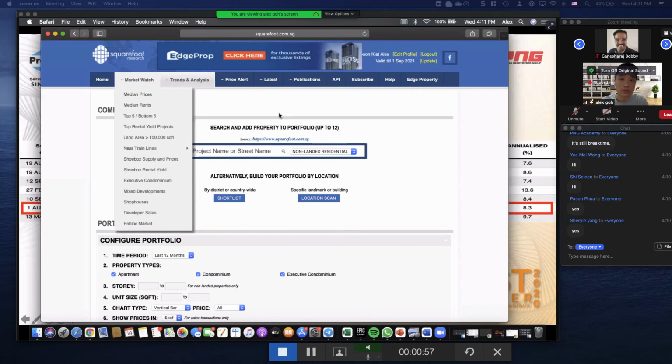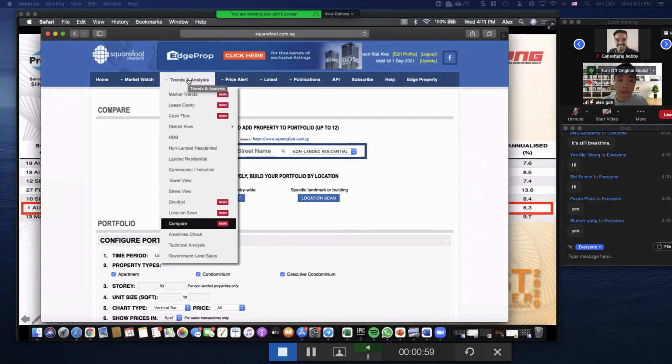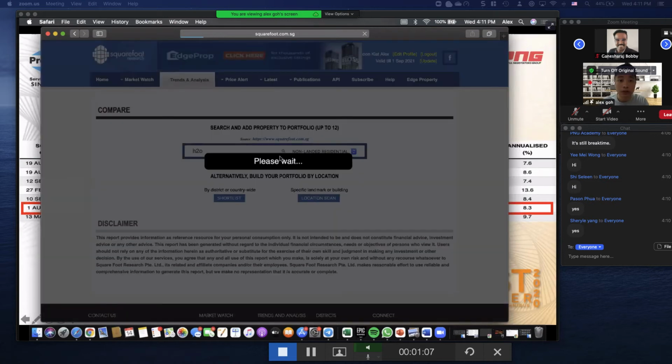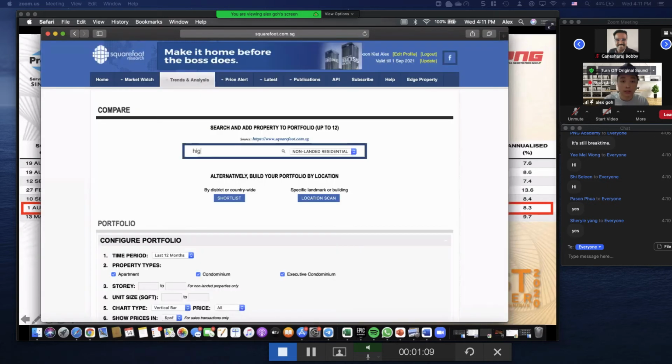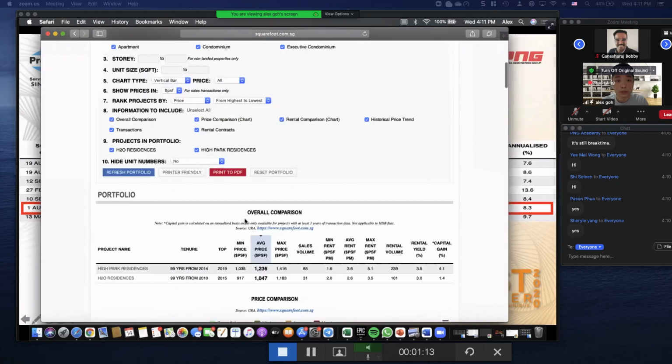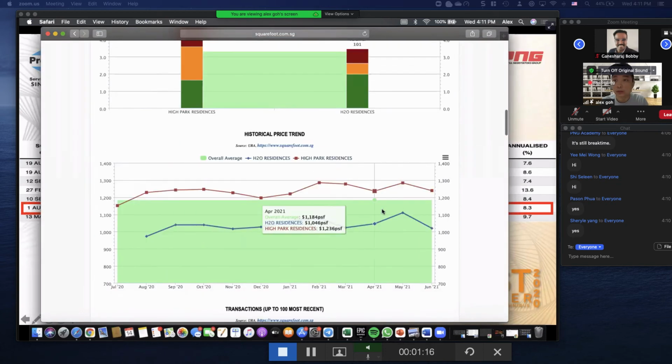Okay, so if you want to do a comparison, on SquareFoot, you log in, right? You go under Trend Analysis, under Compare. Yes, I tried that. Okay. So I put H2O, insert, then I put High Park. Okay, so the chart will come out, correct?